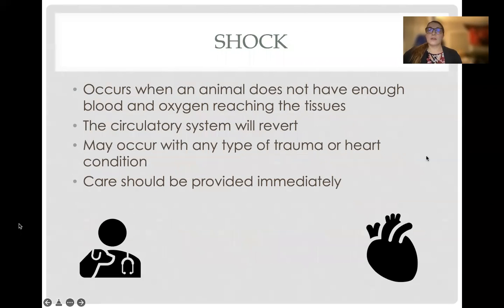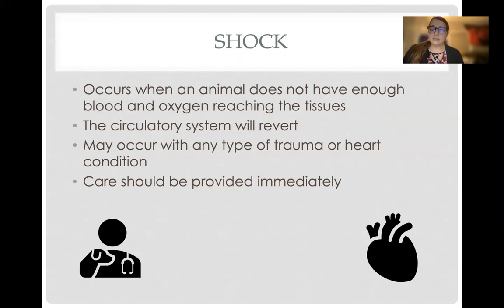Now, another condition I want to talk about is shock. So shock is going to occur when an animal does not have enough blood and oxygen reaching the tissues throughout the body. So essentially, the circulatory system will revert. It's not going to be working properly. And shock is going to be a result of trauma, or it could also happen due to a heart condition. And with that, care needs to be provided immediately to these patients, within minutes, within the hour of knowing the patient is in shock. We could be in a very detrimental stage for them.